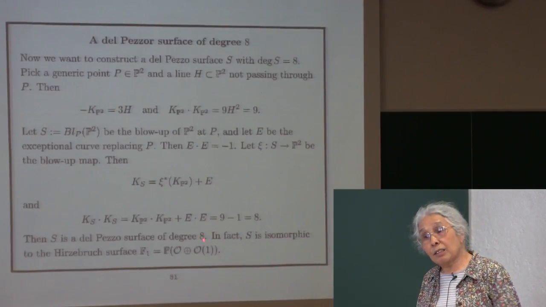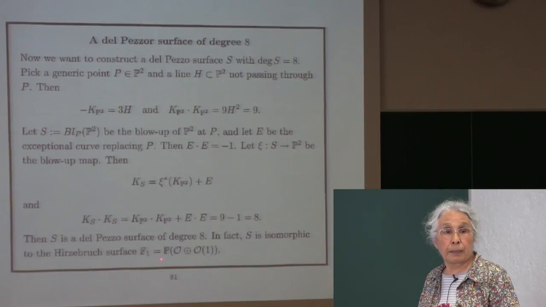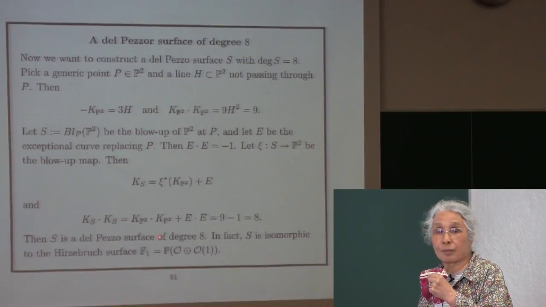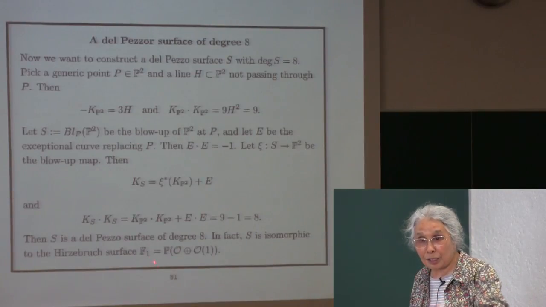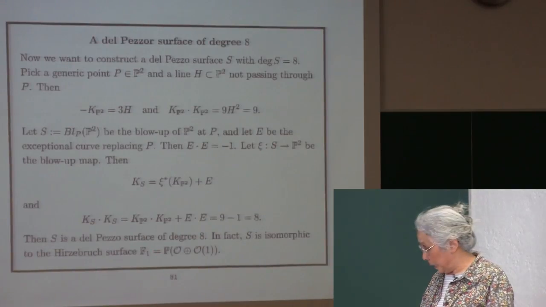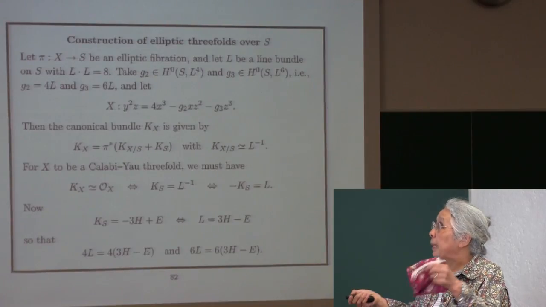These are rational surfaces, which are isomorphic to a Hirzebruch surface. It's a very simple surface. In fact, all these things I learned from Hirzebruch. He taught me in person. So now I have a del Pezzo surface.